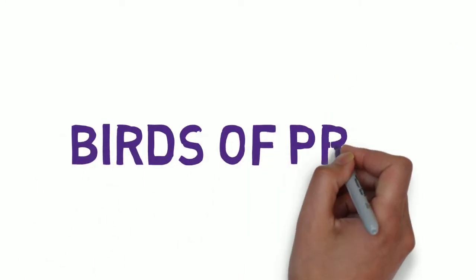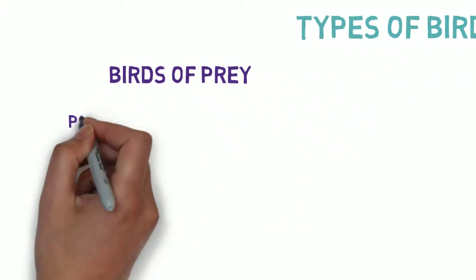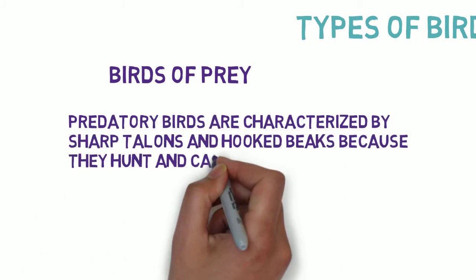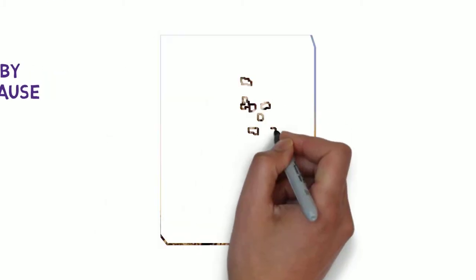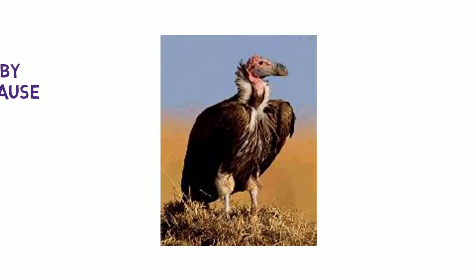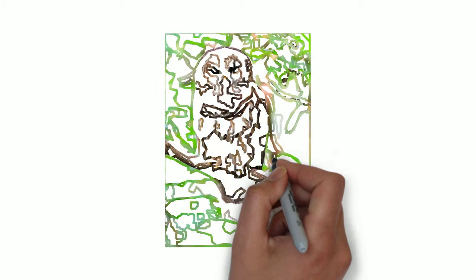Here are some different types of birds. The first type are birds of prey. Predatory birds are characterized by sharp talons and hooked beaks because they hunt and catch prey. The first bird that we will go over is a vulture. Vulture is the name given to two groups of scavenging birds of prey. The New World vultures, including Californian and Andean. These birds are considered scavengers. Scavengers are birds that feed on the carcasses of dead animals.